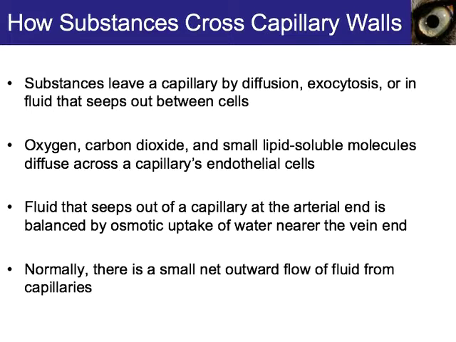Substances leave a capillary by diffusion. Oxygen, carbon dioxide, and small molecules can diffuse across the capillary cells. Fluid that seeps out of the capillaries at the arterial end is balanced by osmotic uptake of water near the vein end, and normally there's a small net outward flow of fluid from the capillaries.